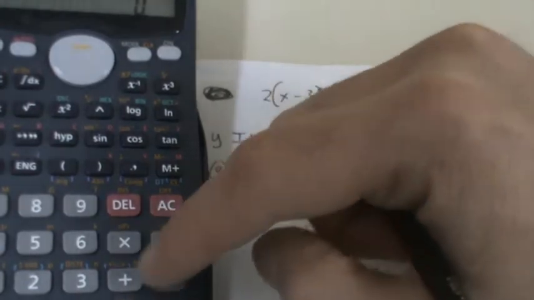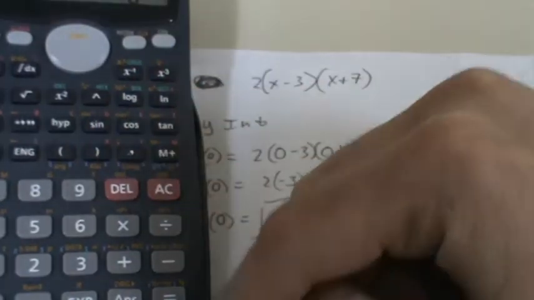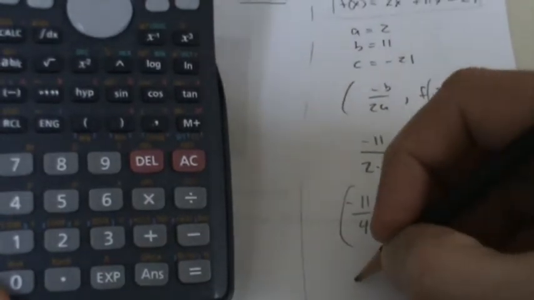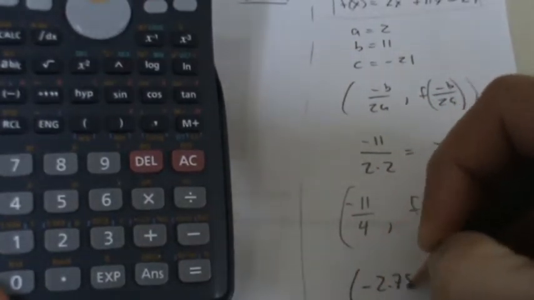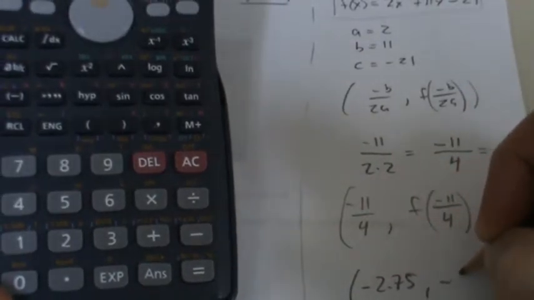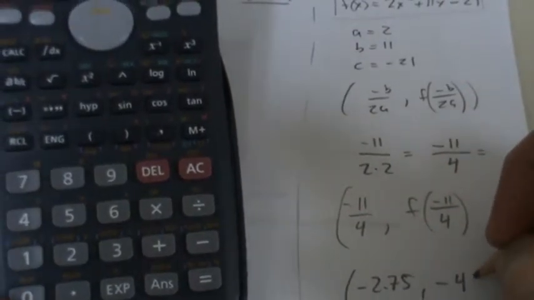2 times a negative 2.75 squared, minus 3 times a negative 2.75, plus 7, looks to be that it is a negative 48.9. So negative 2.75, comma, negative 48.9.